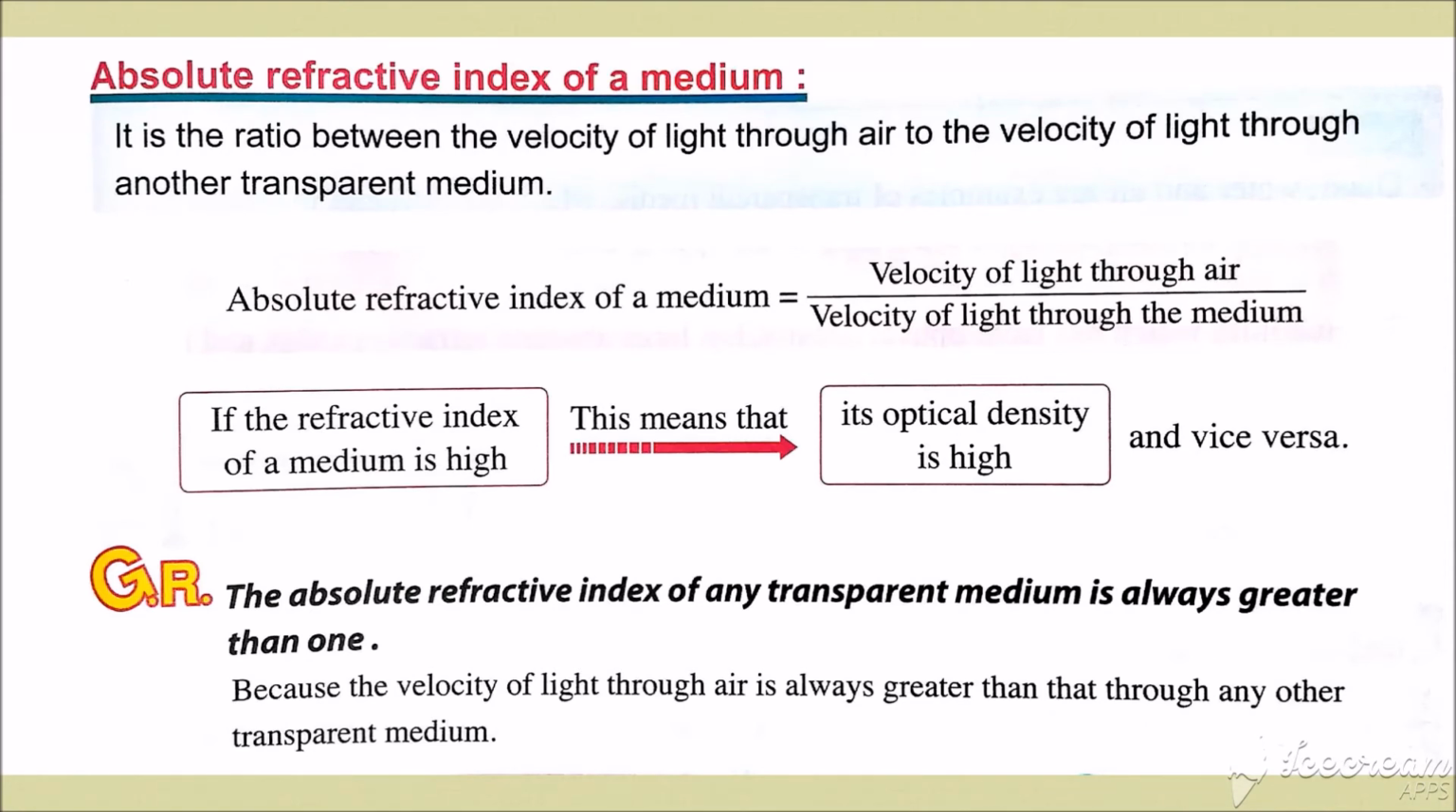Absolute refractive index of a medium is the ratio between the velocity of light through air to the velocity of light through another transparent medium. So, absolute refractive index of a medium equals velocity of light through air over velocity of light through the medium. So if the refractive index of a medium is high, this means that its optical density is high and vice versa. So we give reasons: the absolute refractive index of any transparent medium is always greater than 1, because the velocity of light through air is always greater than through any other transparent medium.